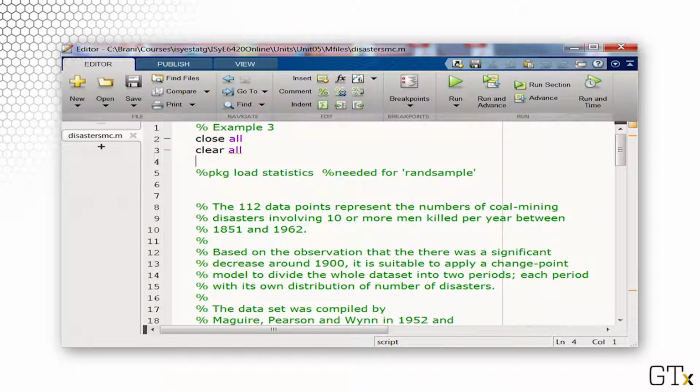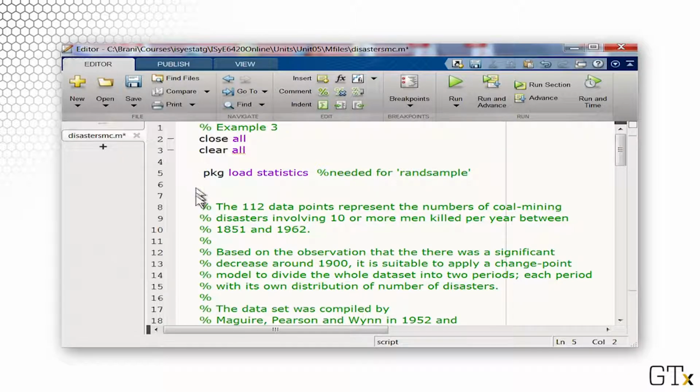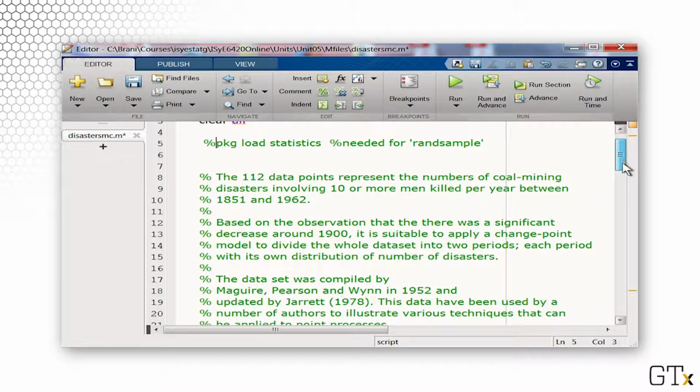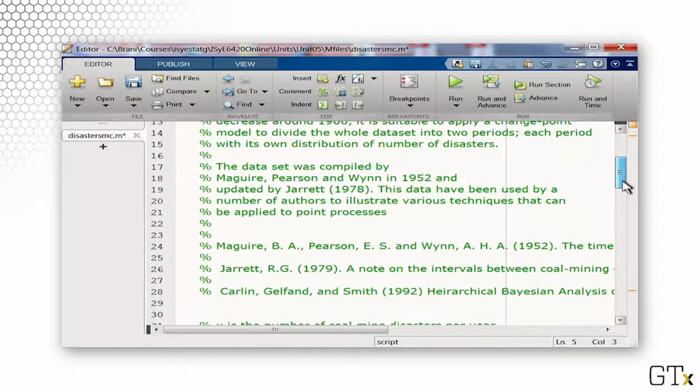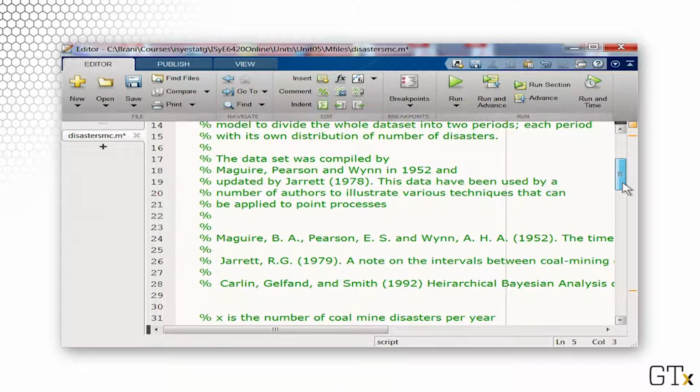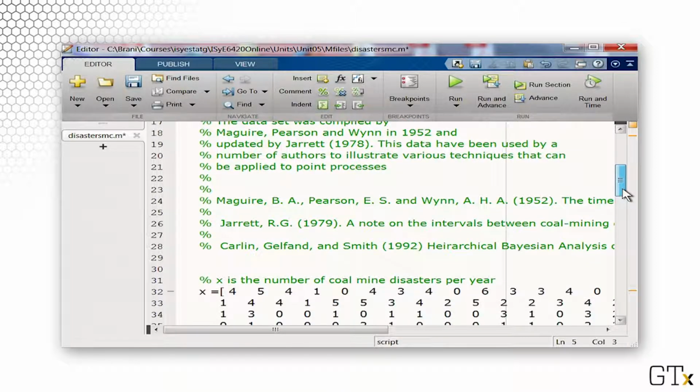If you run this in Octave, you will need to download the package statistics, because we are going to run randsample because of the full conditional on M. But for MATLAB, this randsample is part of the distribution, so we can comment this out for MATLAB. The next part of this example is the description of the data that I was mentioning, and some references concerning this data set.